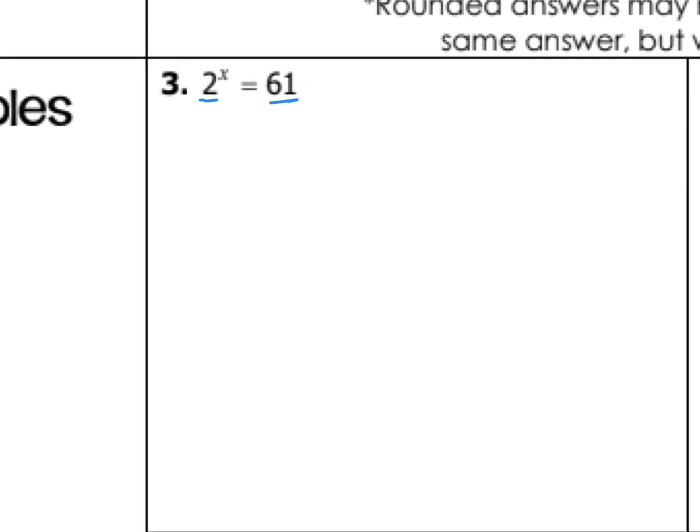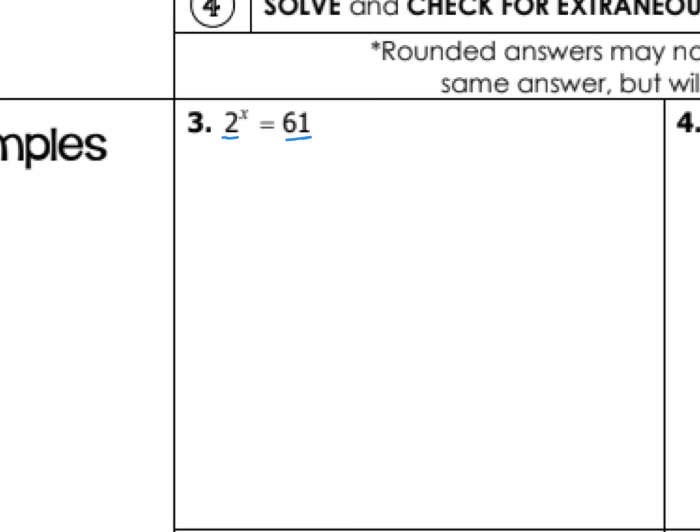This one is already isolated. The exponent is on a side by itself with the base that it has. So what we're going to do is change this to logarithmic form. So it's log base 2 of 61 equals that exponent. This is what we did last time, so we've seen this before.